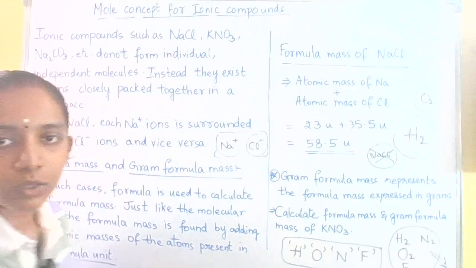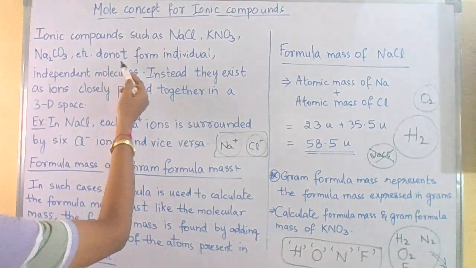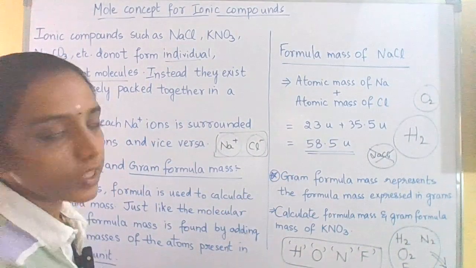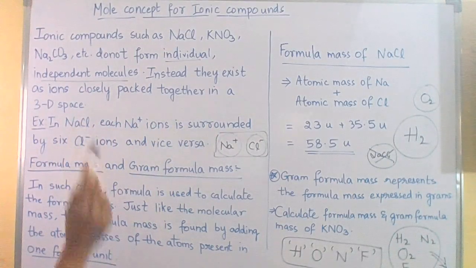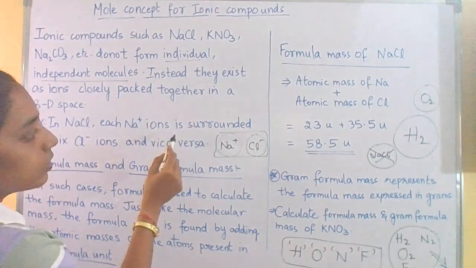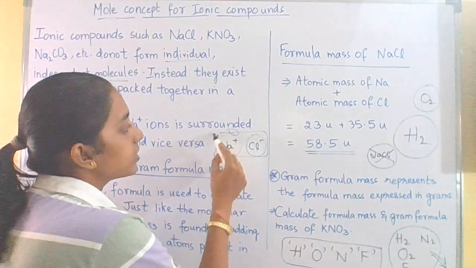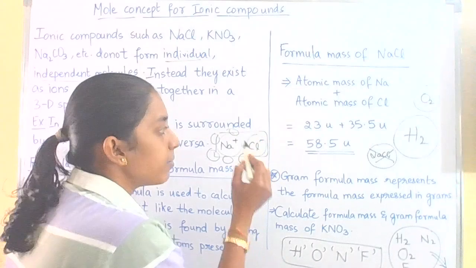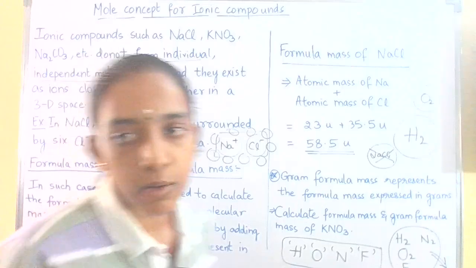And how do they form the molecule here? The ionic compounds such as NaCl, KNO3, Na2CO3, they do not form individual independent molecules, like H2, O2, N2, F2. They exist as ions closely packed together in a 3D space. For example, in NaCl, each Na plus ion is surrounded by 6 Cl minus ions and vice versa. They are closely packed together in a 3D space. And one Cl minus ion is surrounded by 6 Na plus ions. This is how ionic compounds exist.